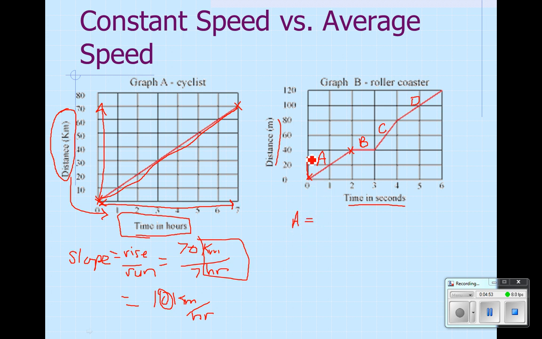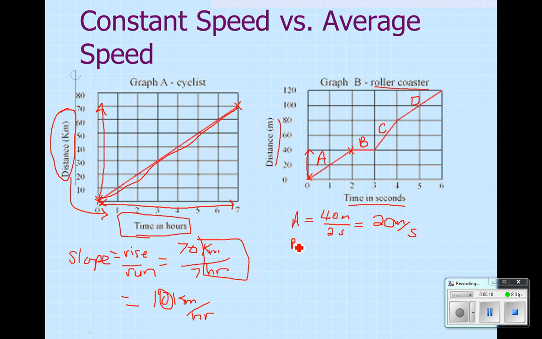And our rise in this case is 40 meters. And our run is 2 seconds. And so if we look at our movement there, we've got 20 meters per second. So in the first 2 seconds, this roller coaster is actually moving 20 meters for every 1 second.